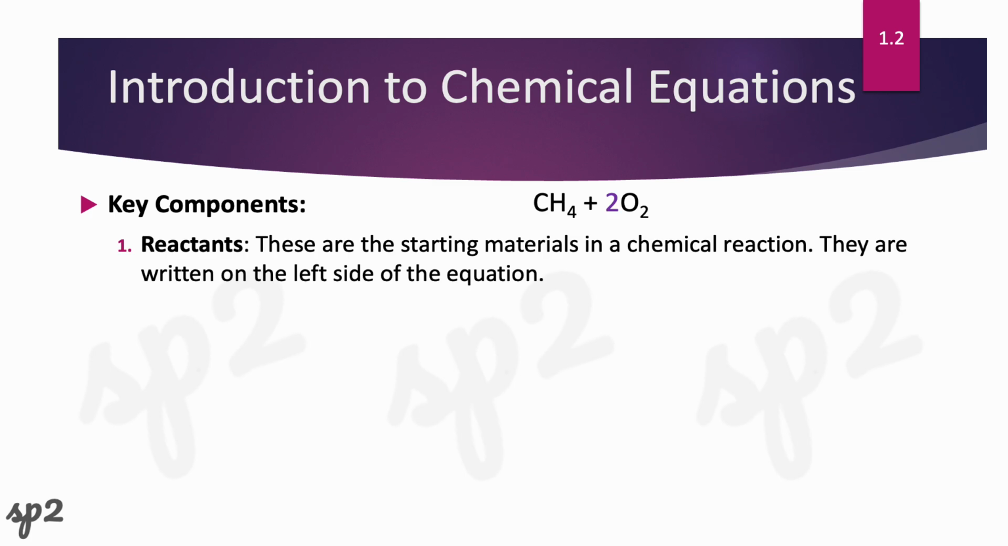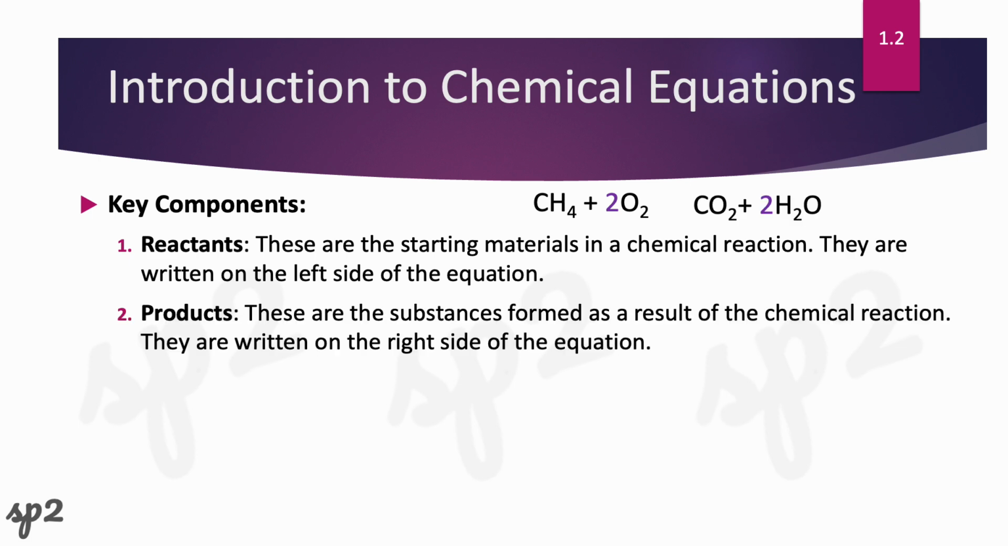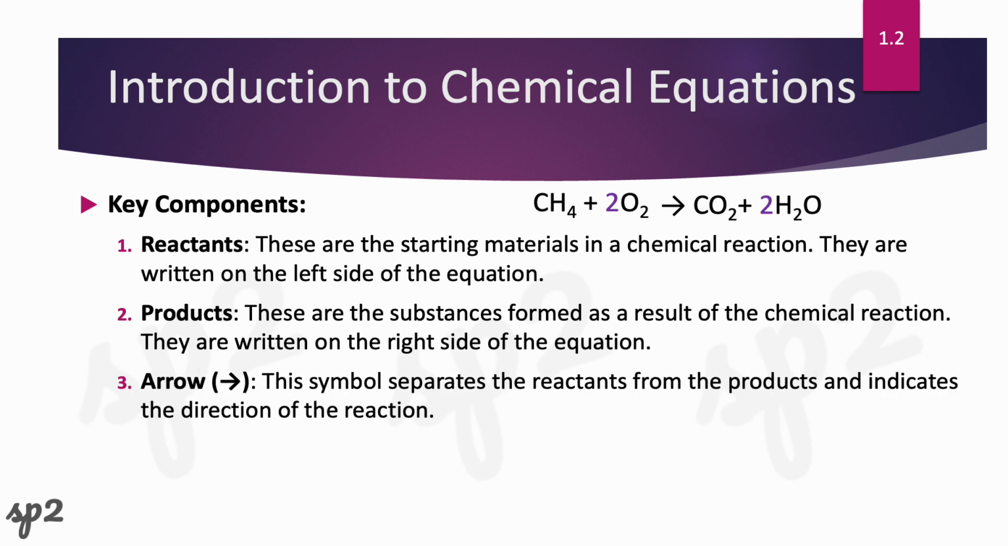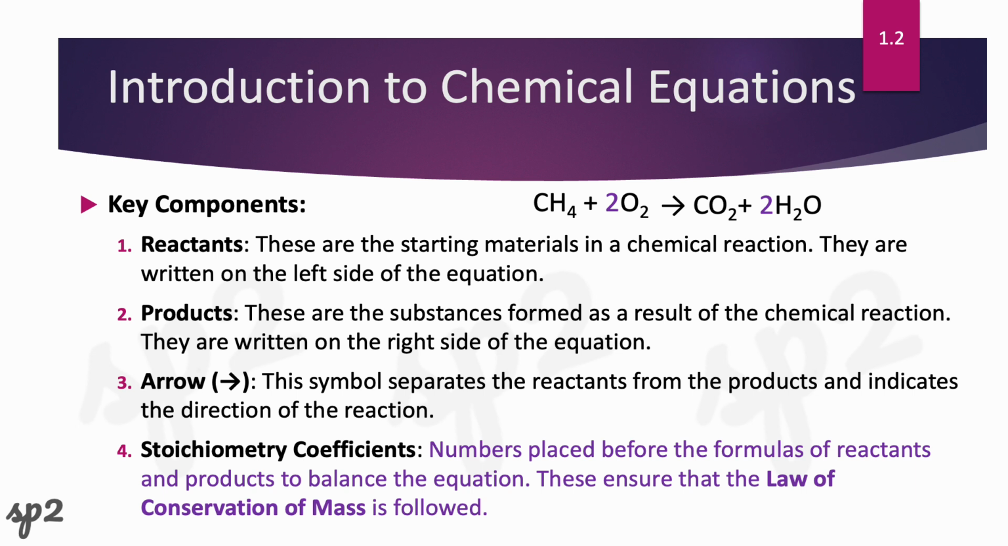Okay, we have our reactants, which are also known as starting materials, and we always write them on the left side of the equation. Then we have the products, which are written on the right side. We use a simple arrow to separate the reactants from the products and to give the direction of the reaction. We also always need stoichiometric coefficients, which are the numbers placed before the formulas of both reactants and products to balance the reaction, because we want to make sure we are following the law of conservation of mass.